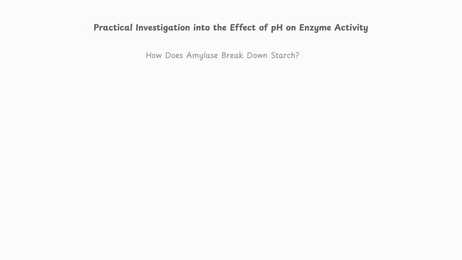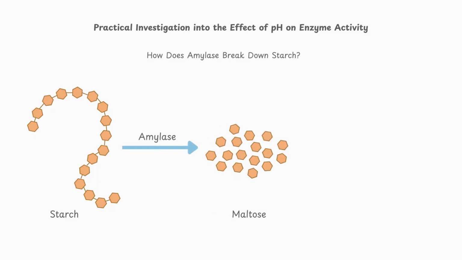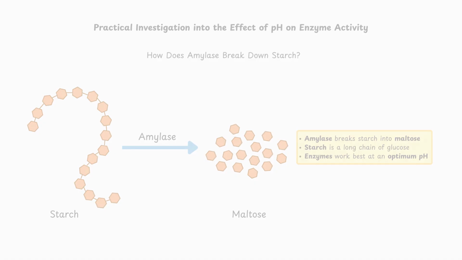Now let's understand how amylase breaks down starch. Amylase is an enzyme that breaks down starch, a long chain of glucose molecules, into maltose, which is a smaller sugar. By changing the pH, we can observe how enzyme activity changes and identify the optimum pH.